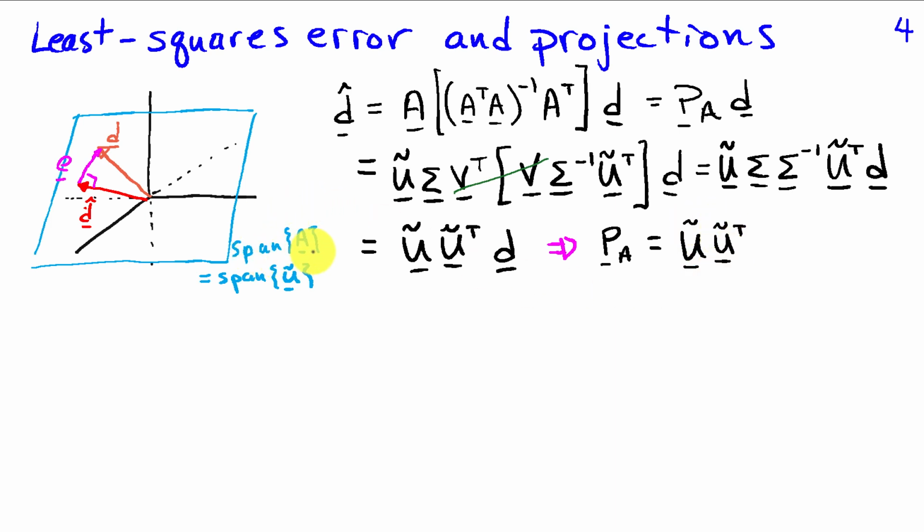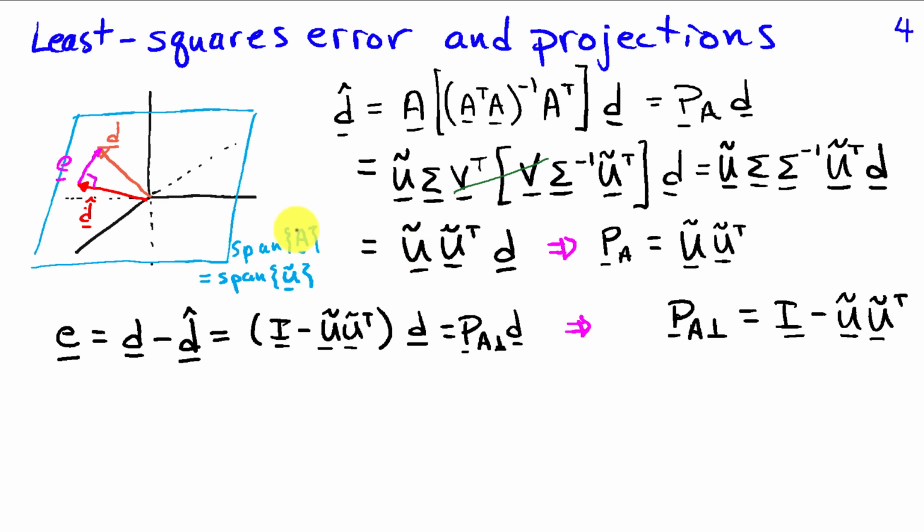So the span of the columns of A is equivalent to the span of the orthonormal basis for the columns of A, which is exactly what the left singular vectors in U tilde represent. So we can project onto A, or we can project onto the space spanned by U tilde, and it's equivalent because those are the same spaces. The expressions differ slightly because U tilde has orthonormal columns, whereas A does not necessarily have orthonormal columns.